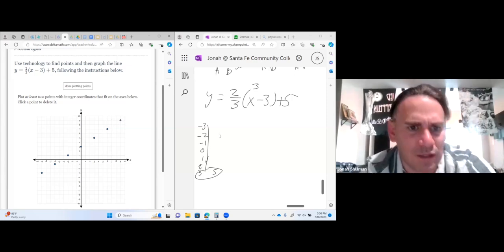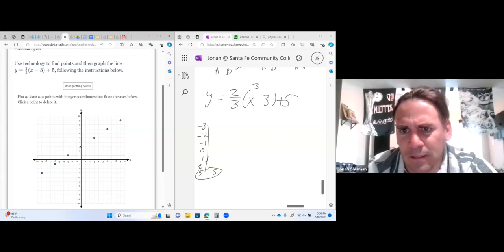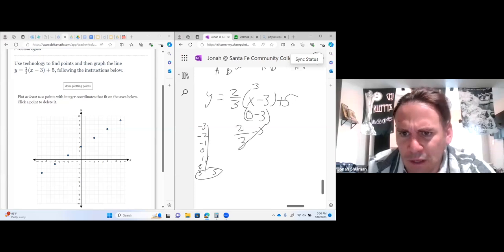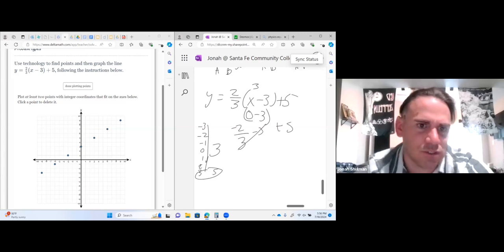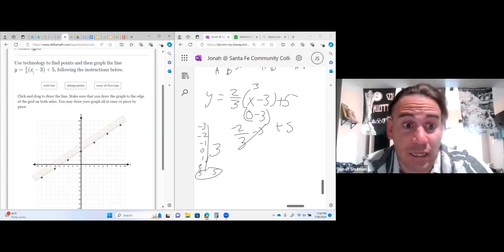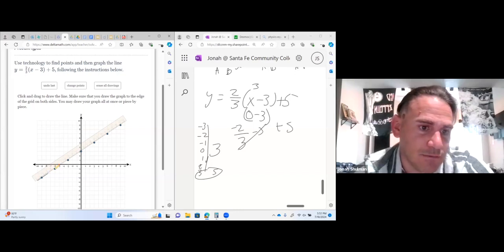All right, well, we got to try one of them. If I plug in a 0, will I get a 3? 0 minus 3 is negative 3. 2/3, boom. This cancels and becomes a negative 2 plus 5 is 3. Yes, it's correct. I just plotted 1, and then I literally just did the slope, because that's in front of the x. That's how I did it.